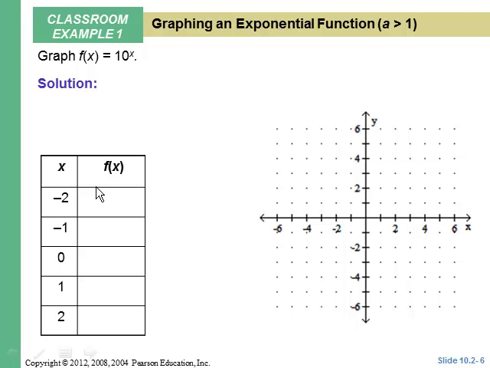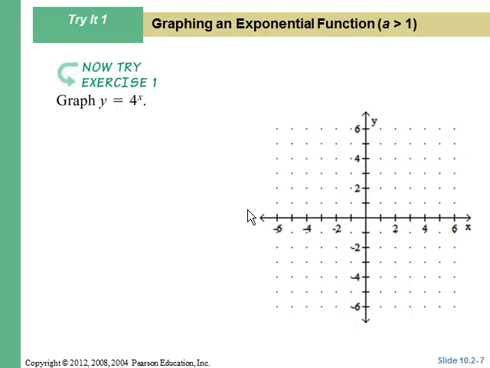-2, 10 to the negative second is 1/100th. 10 to the negative first is 1/10. 10 to the 0th power is 1. 10 to the first is 10. 10 to the second is 100. So back 2, up 1/100th. Back 1, up 1/10. 0, 1. 1 is 10. So it's going to go like this.